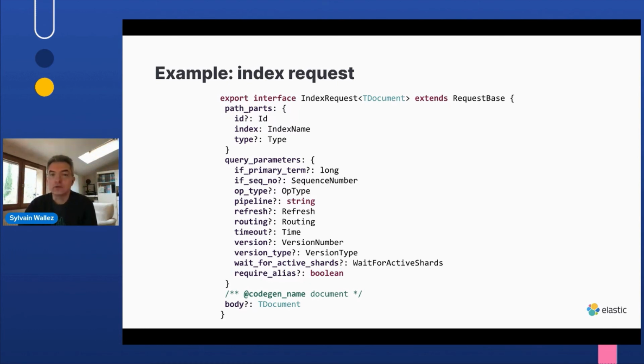It extends a request base that captures a number of common parameters, and then you can see that we have three parts. The path parts, which are properties that go into the URL path of the API, then query parameters, and then finally the body, which here is our TDocument. This TypeScript definition is then parsed and compiled into an intermediate form that is fed into the code generators. And this is what allows us to provide a strongly typed, consistent API in the Java client.